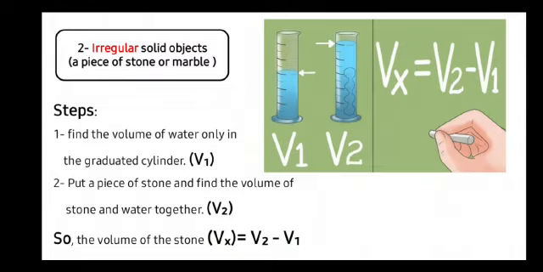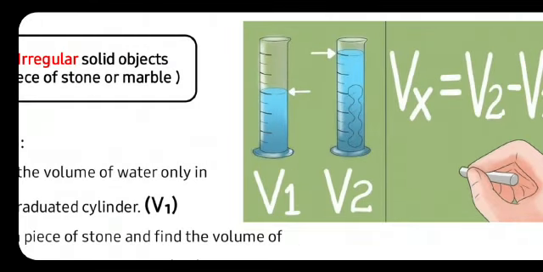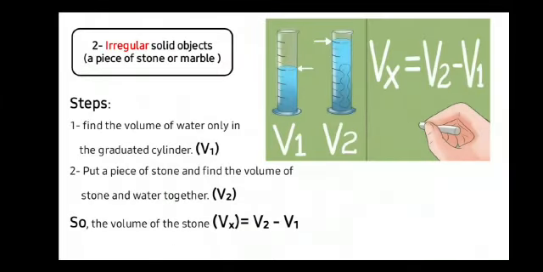Again, I use the graduated cylinder to put some water and measure its volume. So it will be V1, the volume of the liquid only. V2, when I put the stone, the reading will increase from one number to another number. V2 equals the volume of solid and the liquid. The difference between them, V2 minus V1, will be the volume of the irregular solid object or the stone.